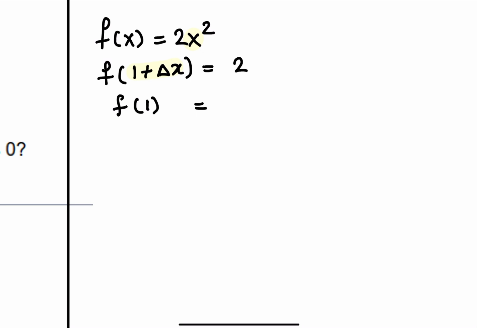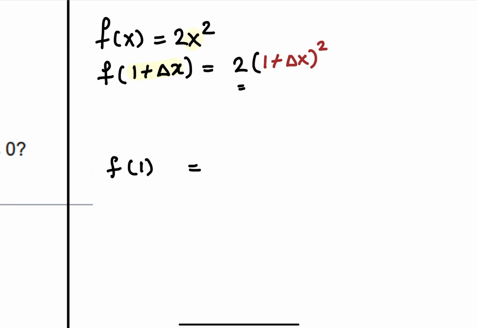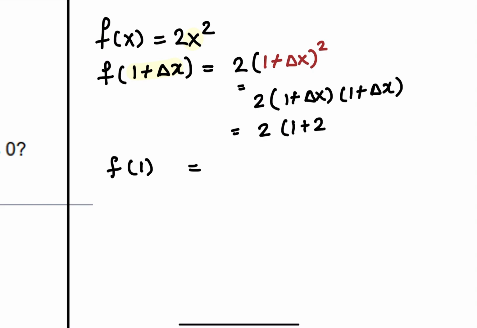So this is 2, but instead of x, what do I have now? I have 1 plus delta x, whole squared. And again, don't get confused. You're going to expand this one. Let me move this to the bottom here so I have some space. This is simply 2 times 1 plus delta x times 1 plus delta x. That is 2 times 1 plus 2 delta x plus delta x squared. When I distribute the 2, it's going to be 2 plus 4 delta x plus 2 delta x squared.